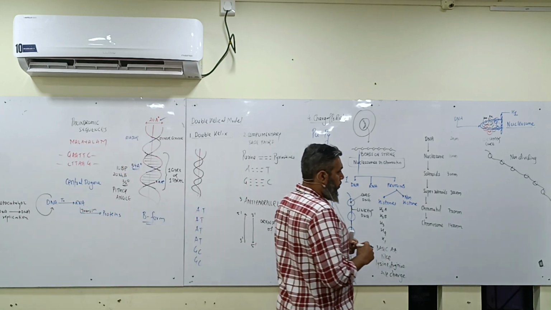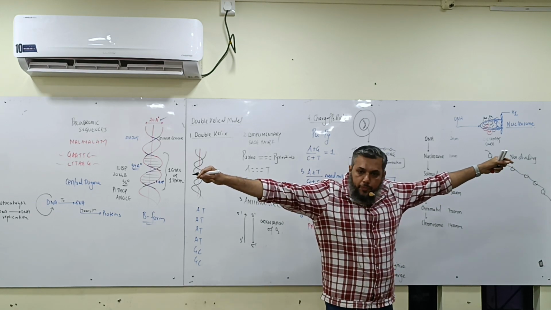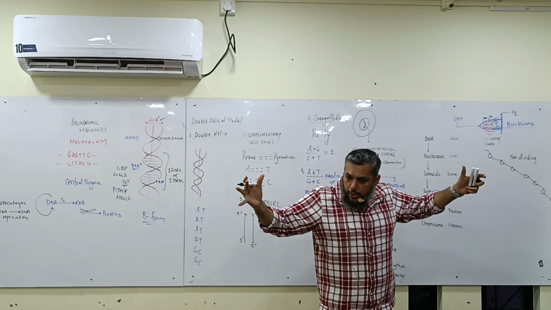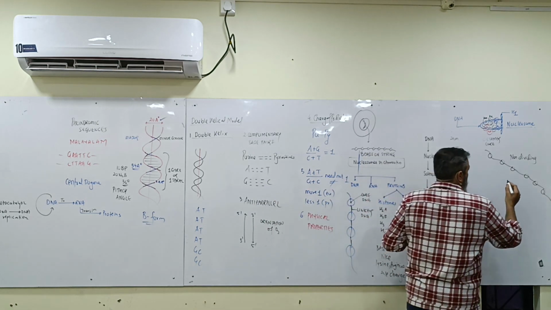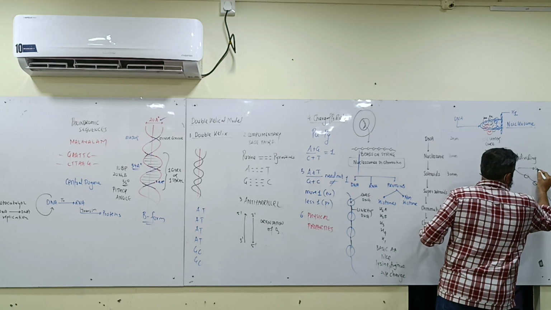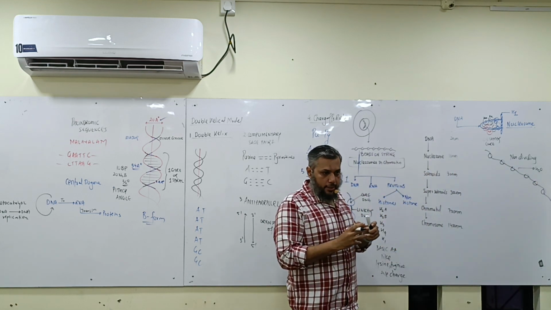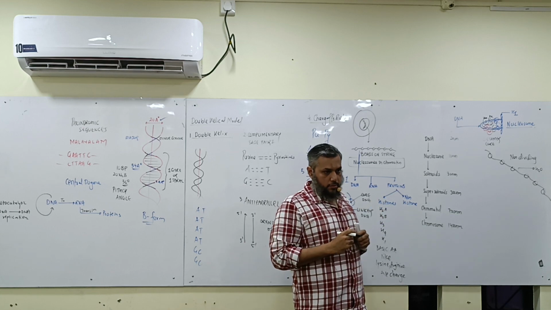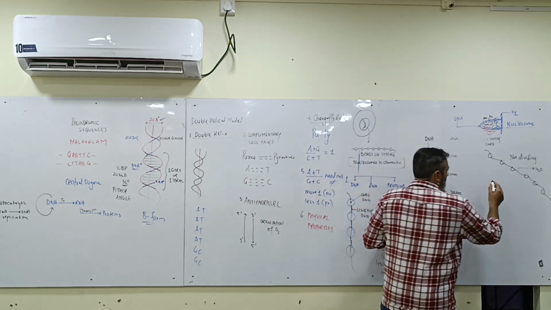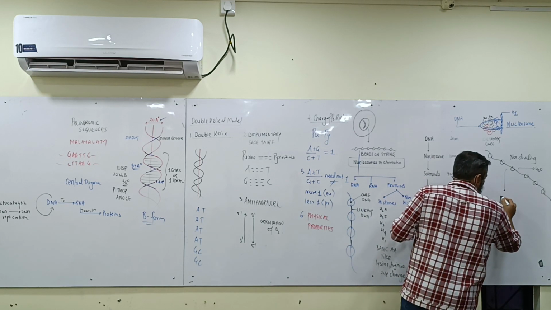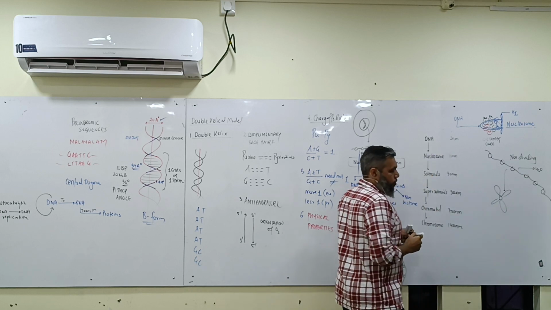Now what will happen, children? This very long molecule will start undergoing condensation, and this occurs by the loss of water in between. And slowly it will undergo compaction. Okay, and finally it will change into what? It will change into what? Chromosome.